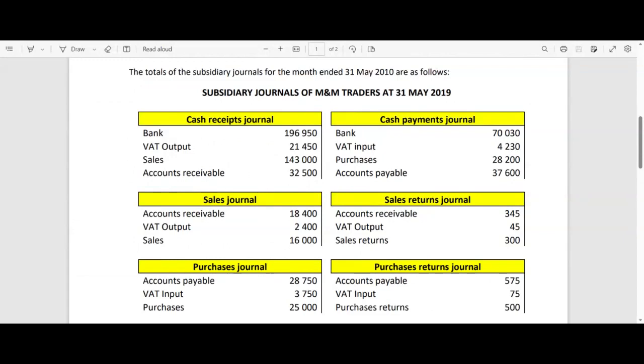Those are the 6 journals that we have. 2 of them do not apply because there's no money flowing, so it cannot be one of those 2. So it's got to be one of the others. What do you say? What have we done? Remember, we are drawing up our books, the books of M&M traders, so we've got to look at it from our perspective.